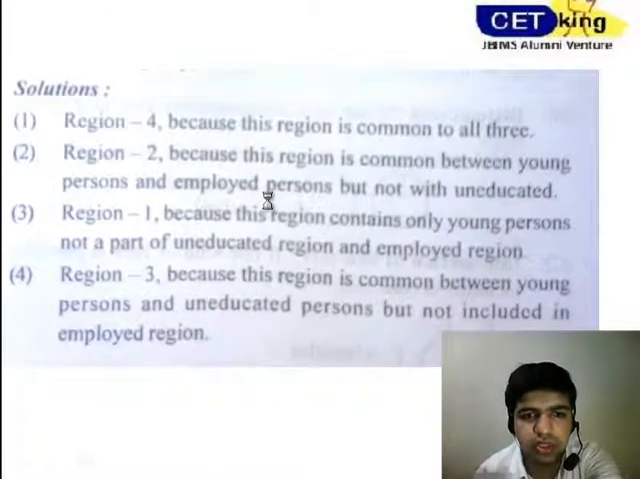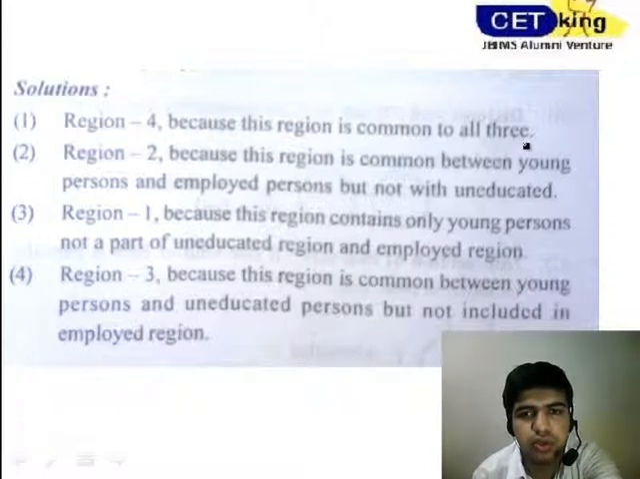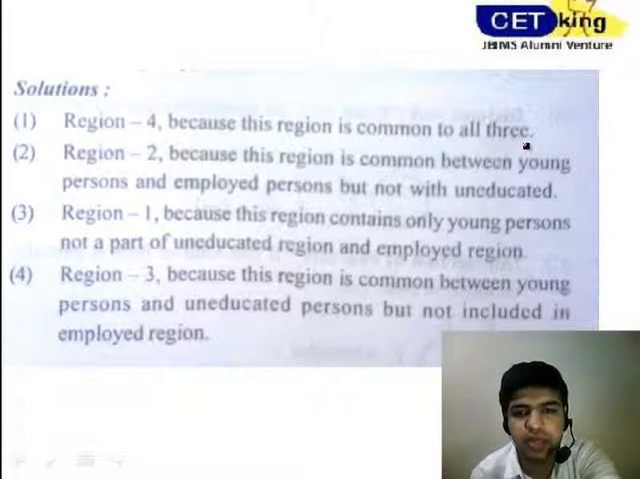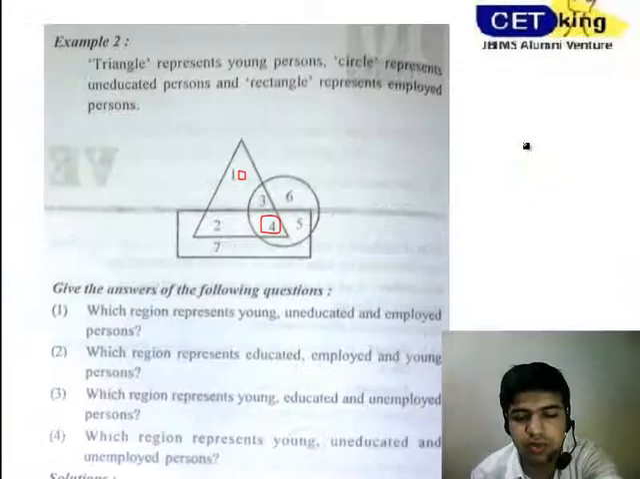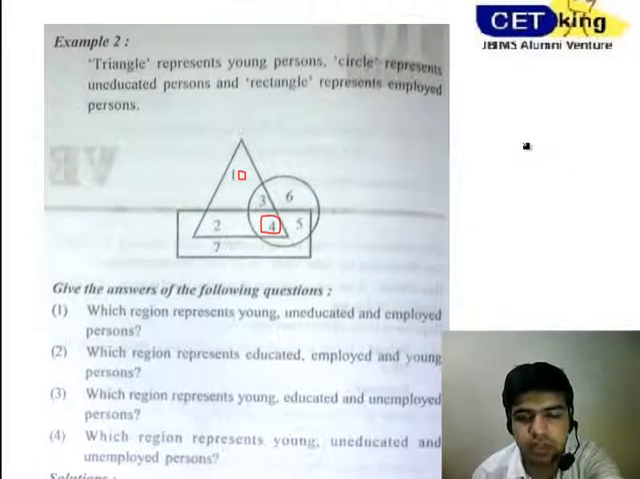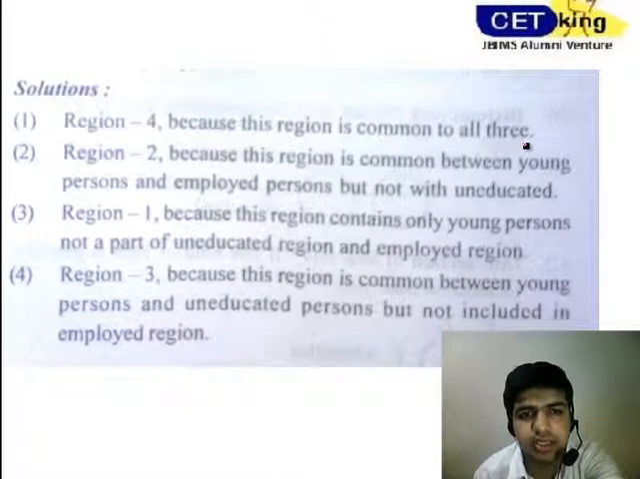So moving on to the solutions of this: region 4, because this region is common to all three. You can refer to this solution and the diagram in the previous slide, and you can move the video forwards and backwards. So this is all that is there in this chapter. This is very simple, no problem in this. Only keep in mind, to avoid mistakes, that it is very simple but a bit tricky. You have to concentrate a lot.